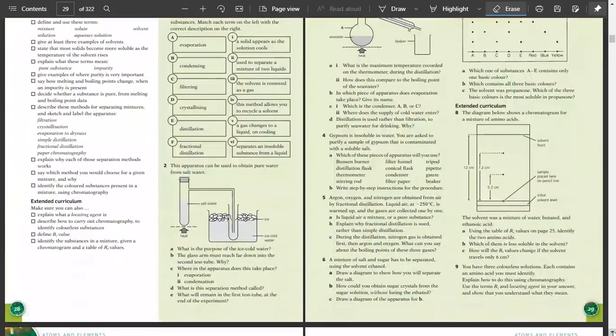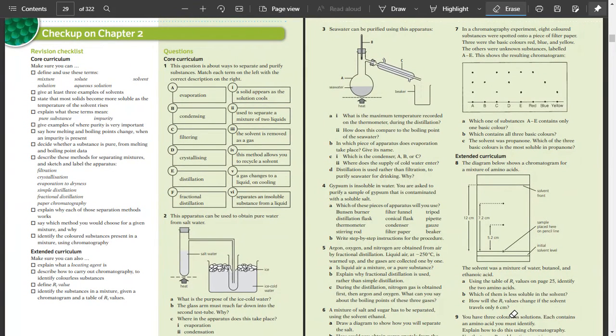And I'm just going to sum things up now. So for the core, make sure that you know what the definition is of mixture, solution, solute, aqueous solution. Aqueous solution is something that's dissolved in water. A solution can be more generic. That could refer to propanone as a solvent, can refer to ethanol, and so on and so forth. Three examples of solvents: propanone, acetone, white spirit is another one, and ethanol would be a good one, as well as water. State that most solids become more soluble as the temperature of solvent rises. I think we've done that.